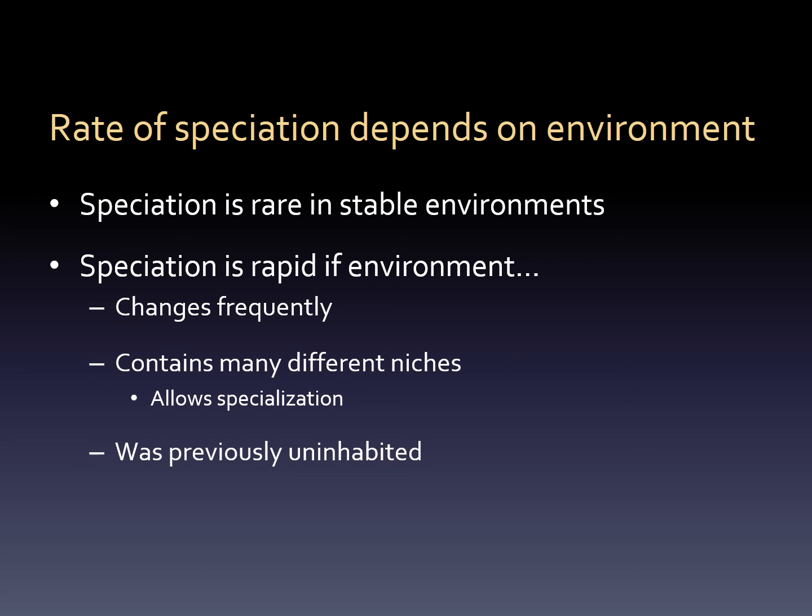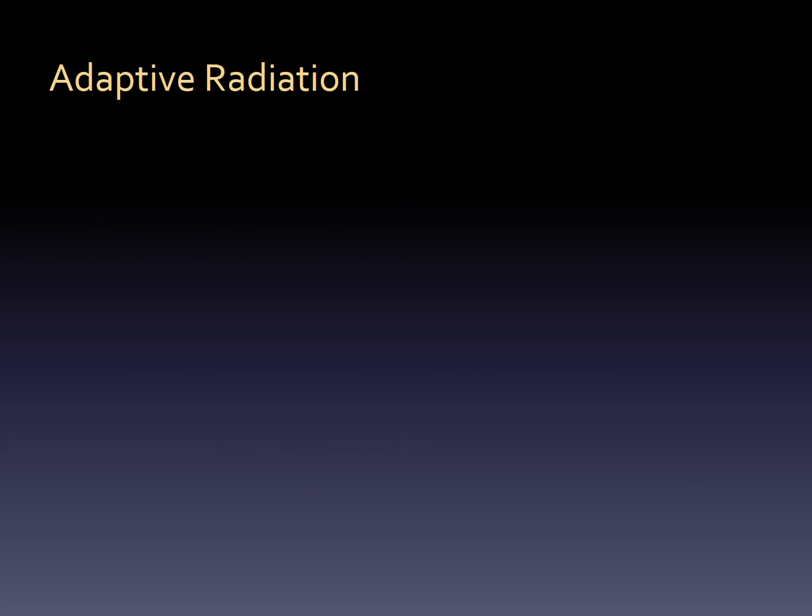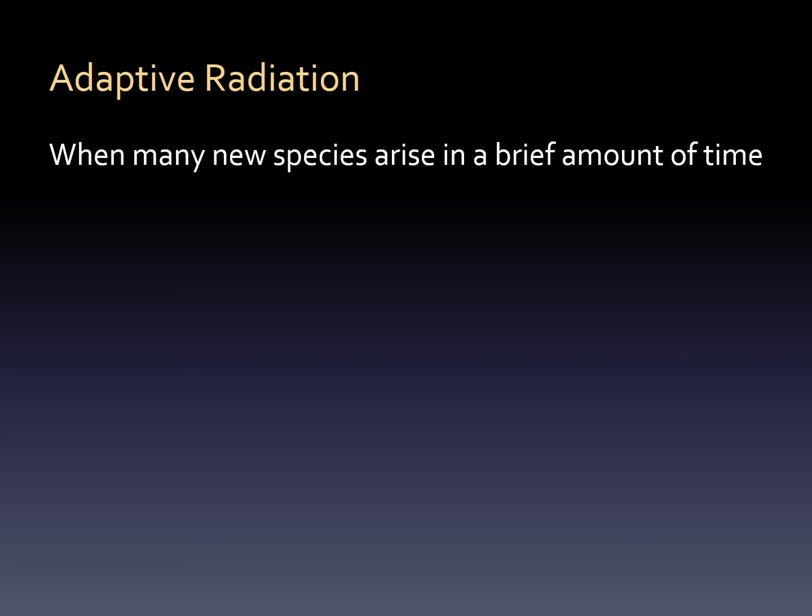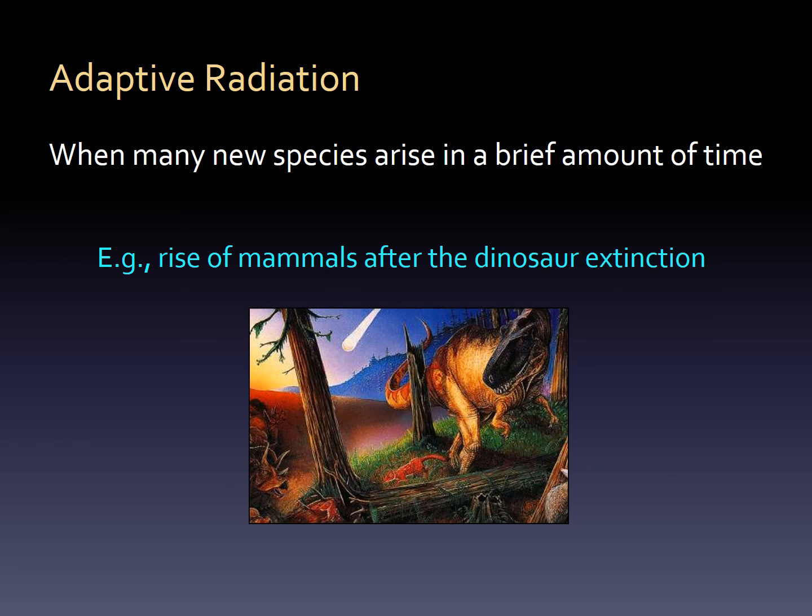Speciation is also rapid if an environment was previously uninhabited. So when there's zero competition, individuals can specialize on different things in this wide open environment, and that causes speciation to happen quickly over time. One example of that is called adaptive radiation, when many species arise in a brief amount of time. An example of this is the rise of mammals after the large dinosaurs went extinct.